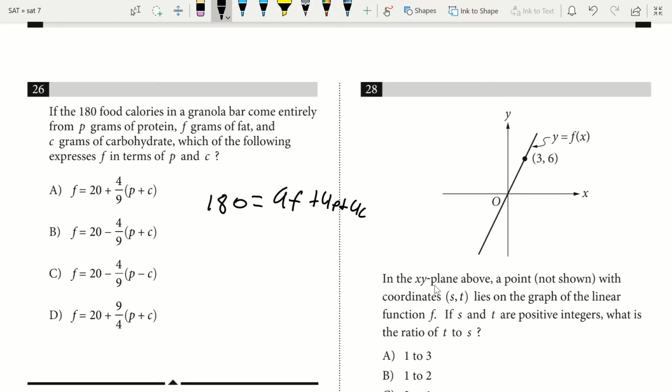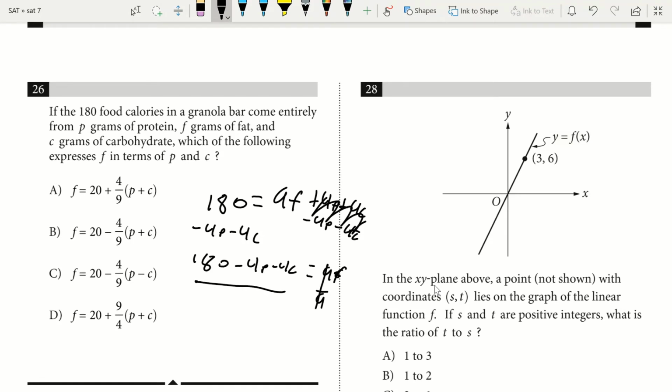I got to solve for F, so I'm going to subtract 4P and I'm going to subtract 4C from each side, get rid of all of that. Subtract 4P, subtract 4C, so now I've got 180 minus 4P minus 4C. That's going to equal 9F, so I divide each side by 9 to isolate F. So this is all going to be divided by 9.